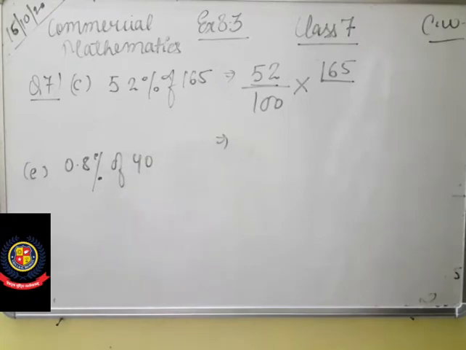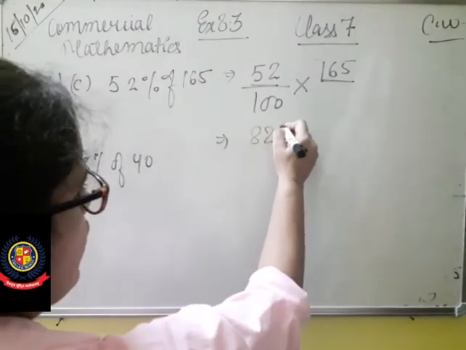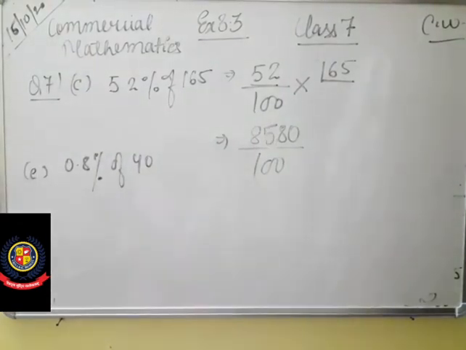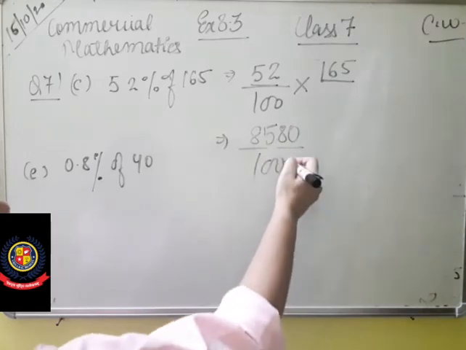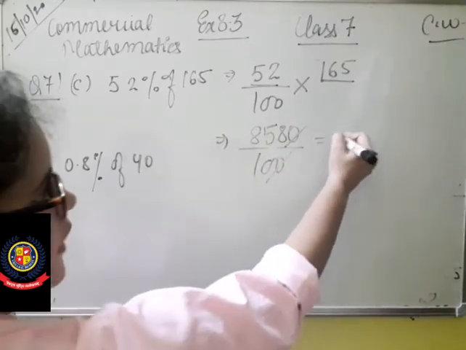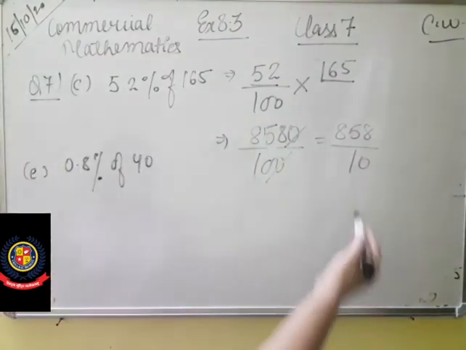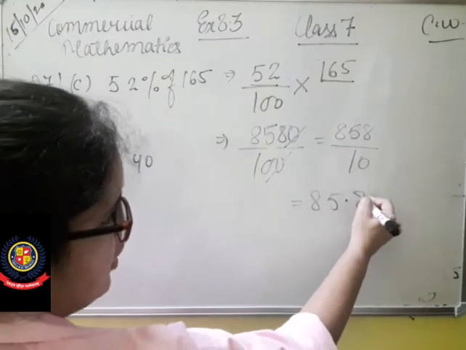Or I can cut them also. So when you multiply 52 and 165, you will get 8580 upon 100. Okay, it is 8580, not 8280. When you cut this part, you will get 858 upon 10. So students, 10 is there, so before one digit put the point. 85.8 will be your answer.